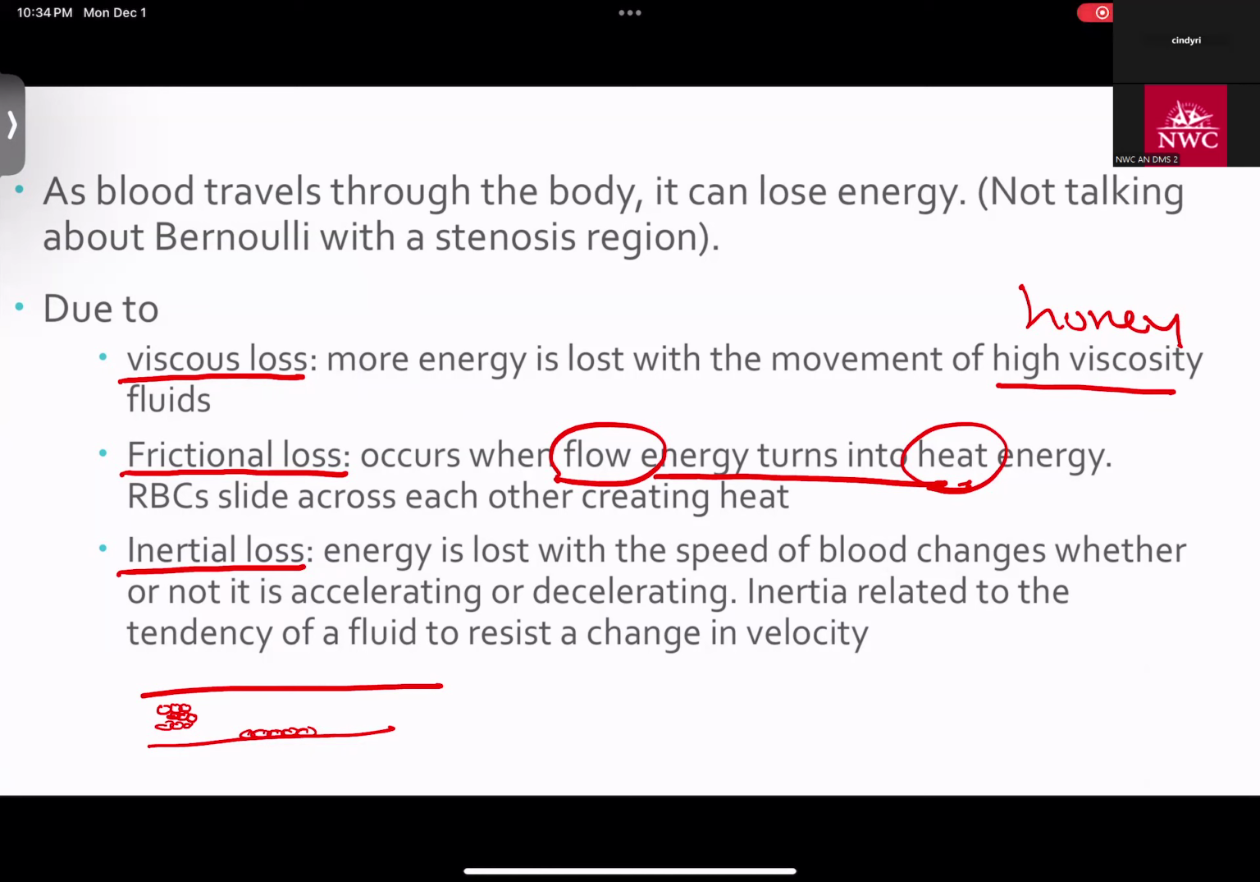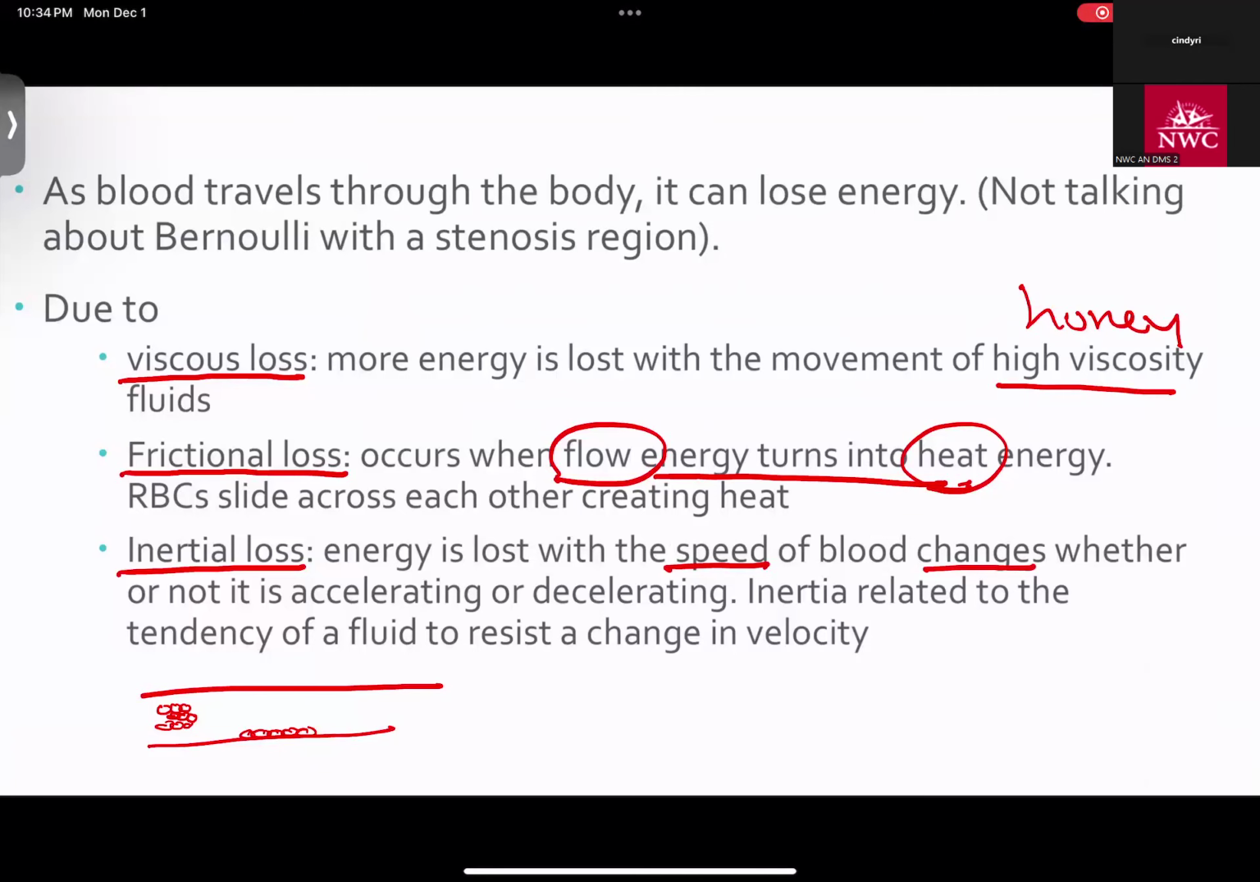Inertial loss has to do with any changes that blood has to make, specifically changes in acceleration or deceleration. So remember that saying, objects at rest tend to stay at rest. Objects in motion tend to stay in motion. Energy is lost when the speed of blood changes. Okay, so again, the speed changes.